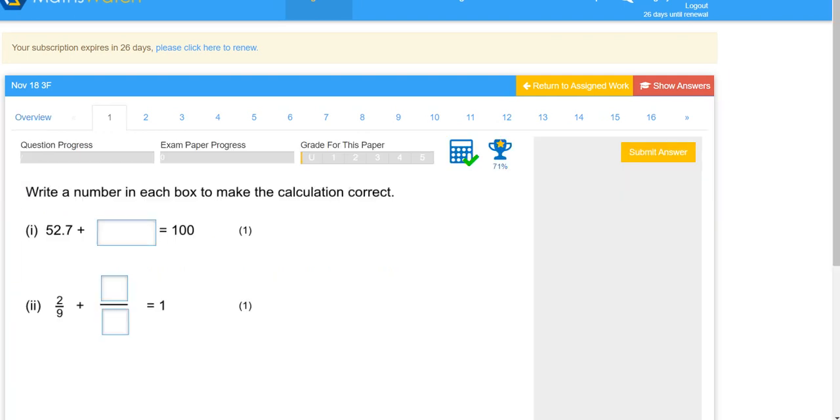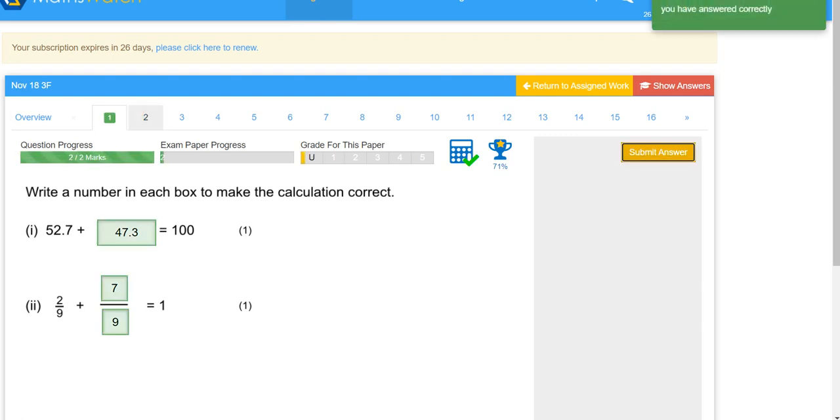Question 1. We want to make his calculations correct. It's a calculator question, so use your calculator to do that. 100 minus 52.7, 1 minus 2/9. Don't try and do it in your head and risk getting it wrong. There they are, and submit answer, and we have started.